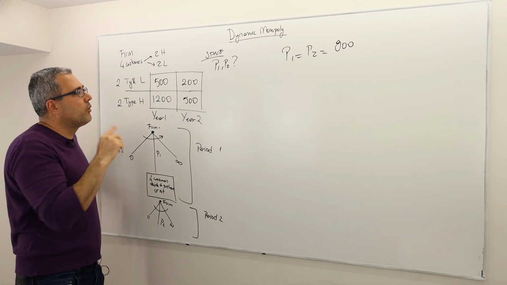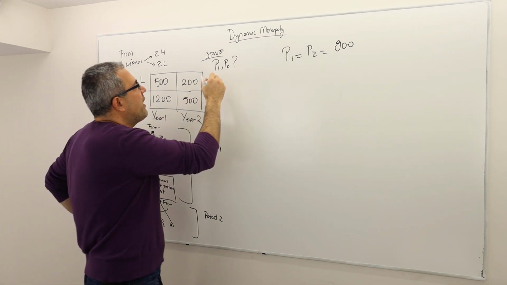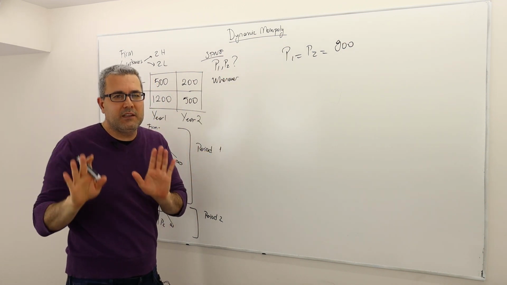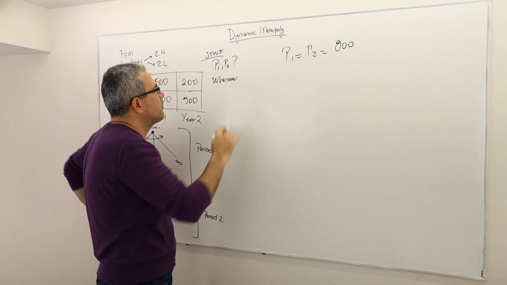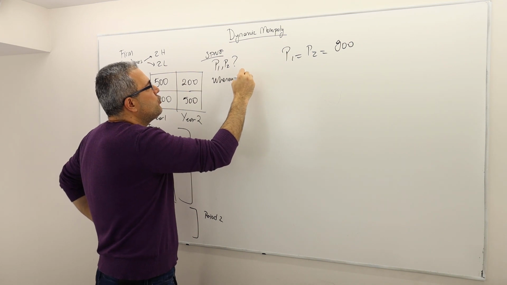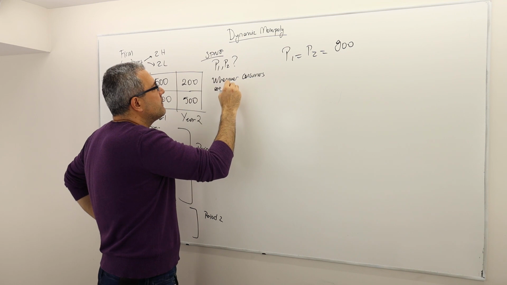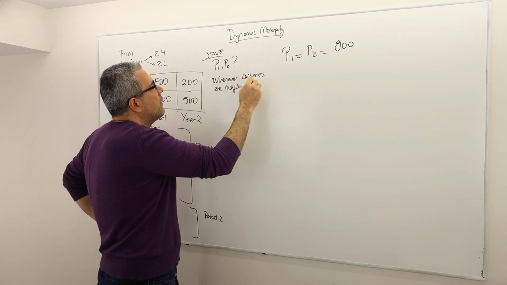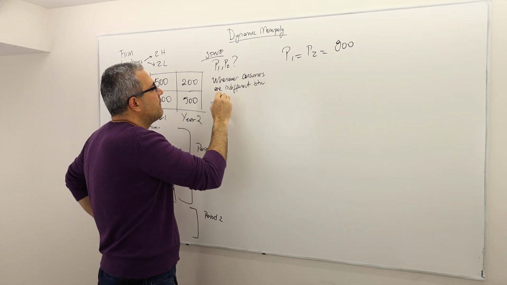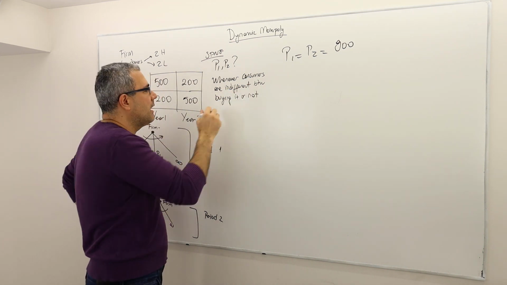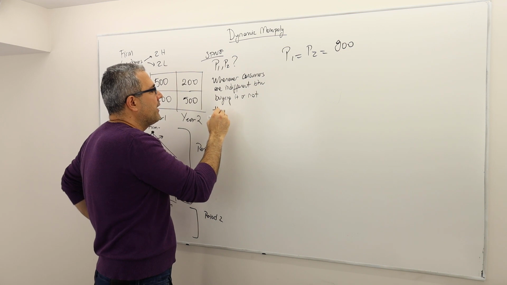Here, there's one important assumption, and you can always make this assumption, at least for this course: whenever consumers are indifferent between buying the cell phone or not buying it, we're going to assume that they will buy it.